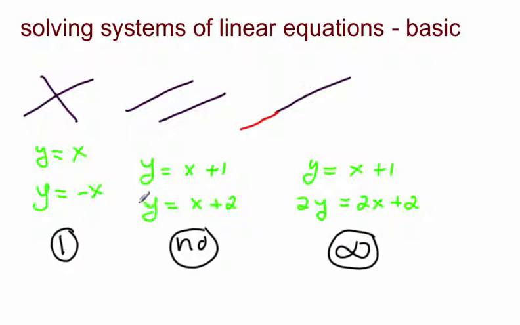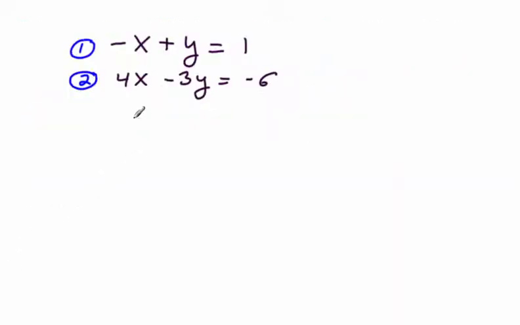Now let's go tackle our first example. In our first example we'll look at negative x plus y equals 1, which is a line. We've got a y here and an x there. There's no quadratic terms or anything like that. And then similarly, a second equation, 4x minus 3y equals negative 6.